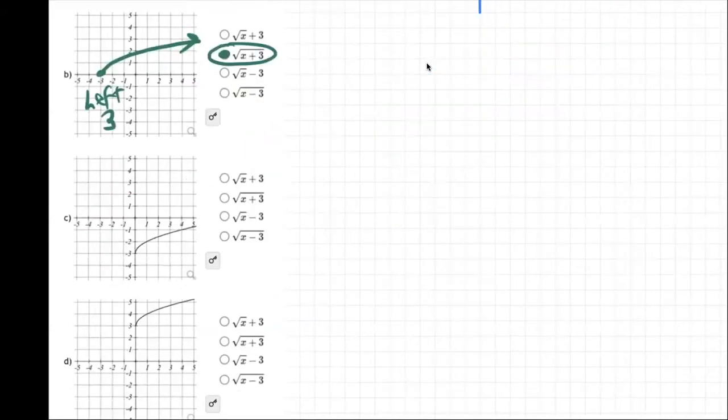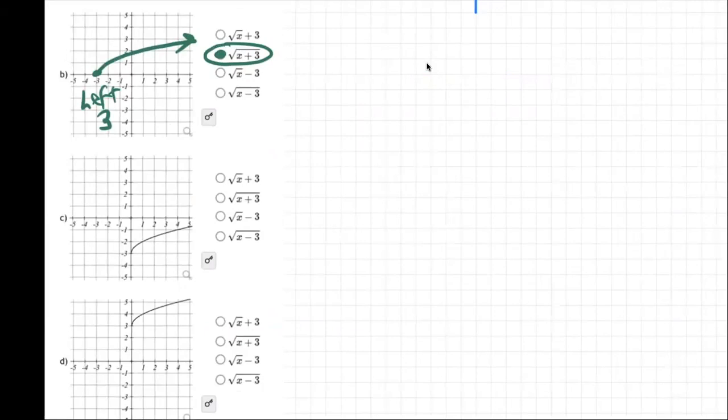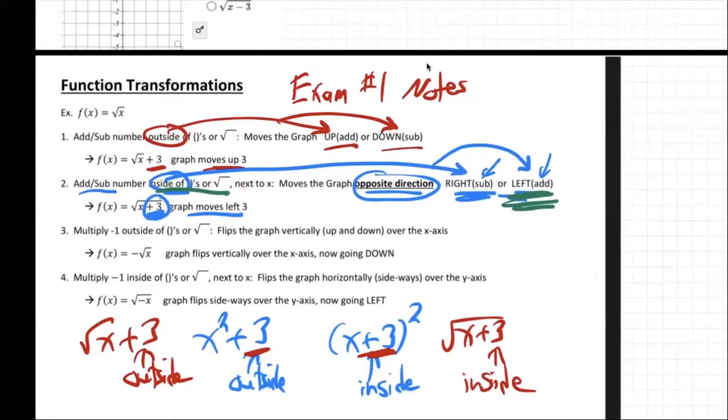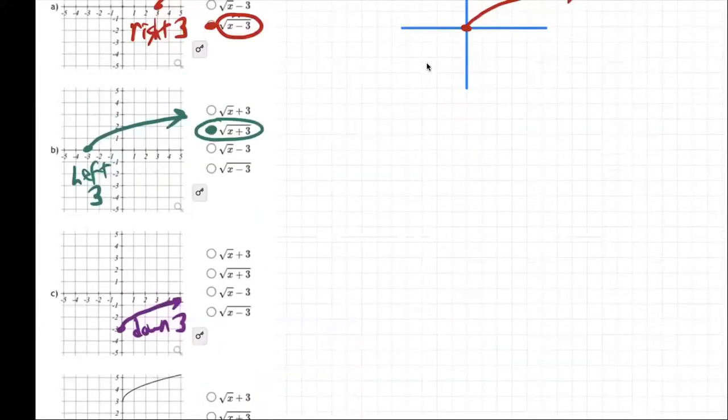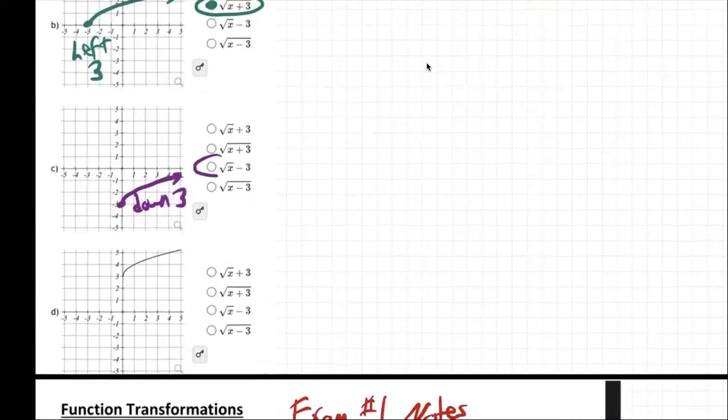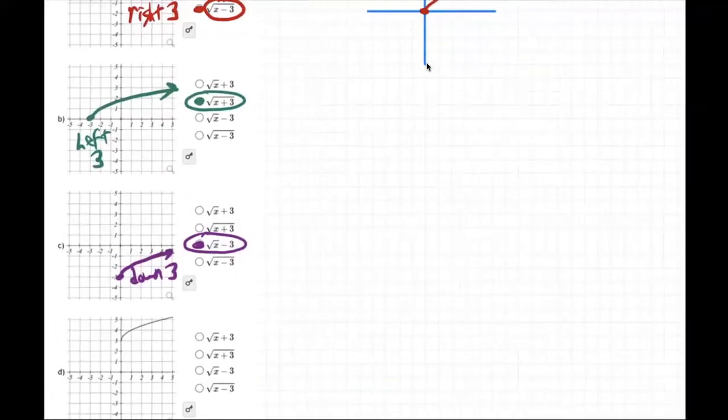Okay. Now the next one, this one has been moved down. See, its origin is now moved down 3. What's going to make it go down 3? Well, come back to here. Down is subtraction outside of the parentheses or square root. So this one, see how that's subtraction? And it's outside of the square root. It's not like that one, which is inside of the square root.